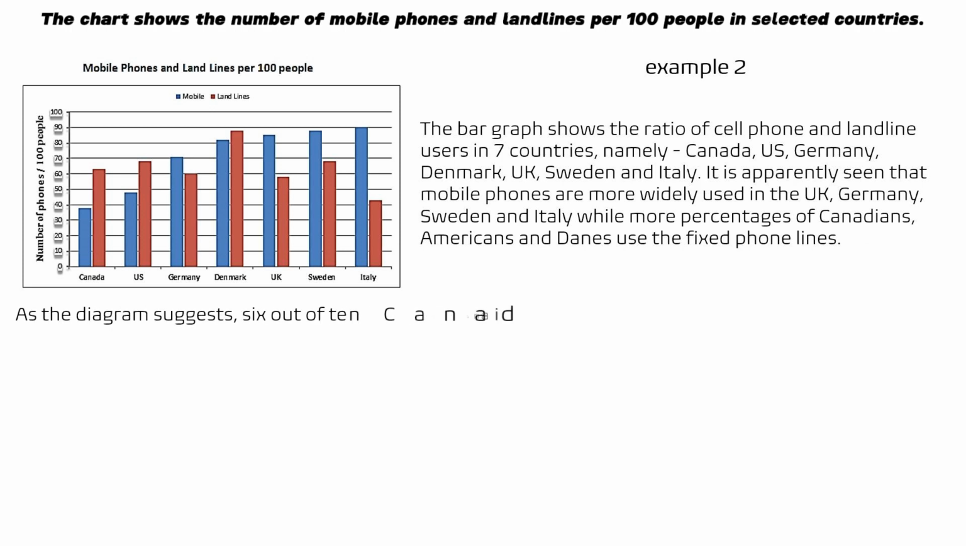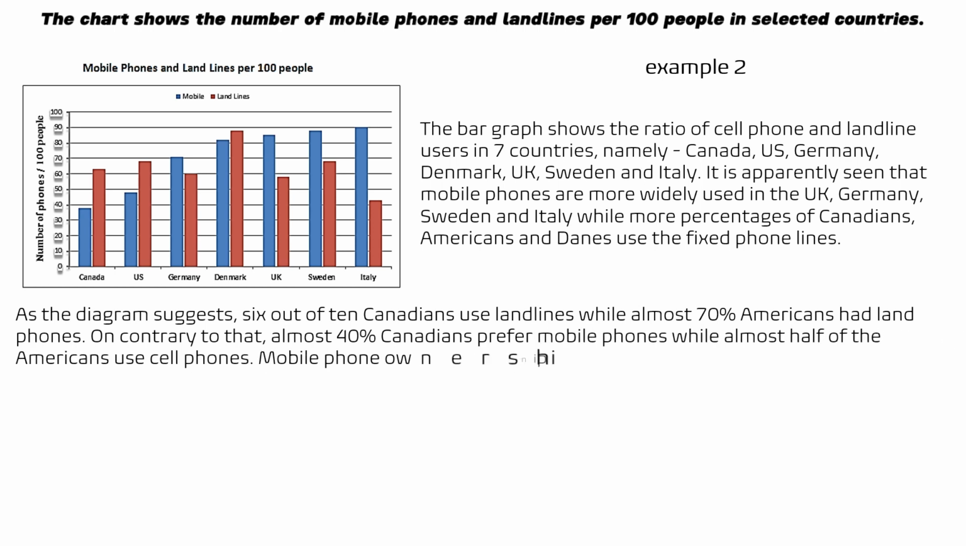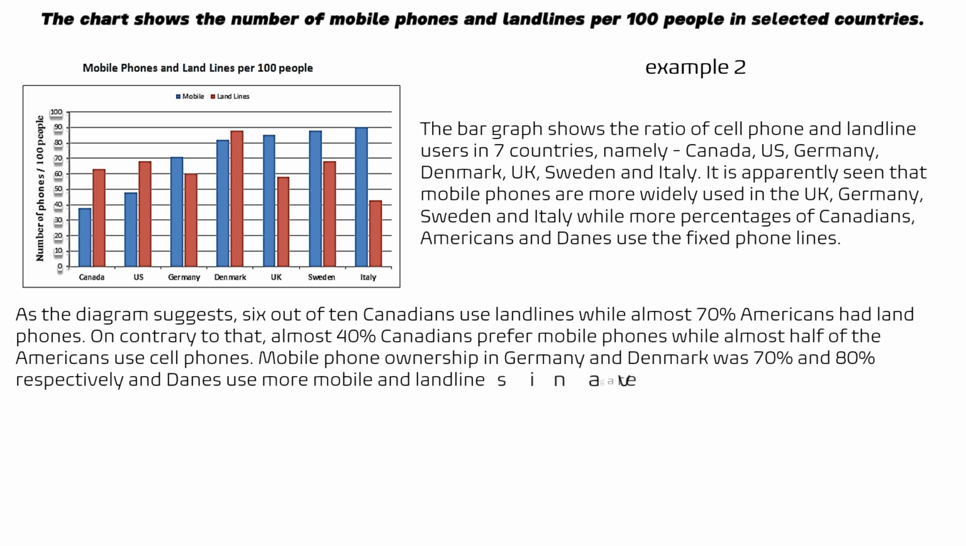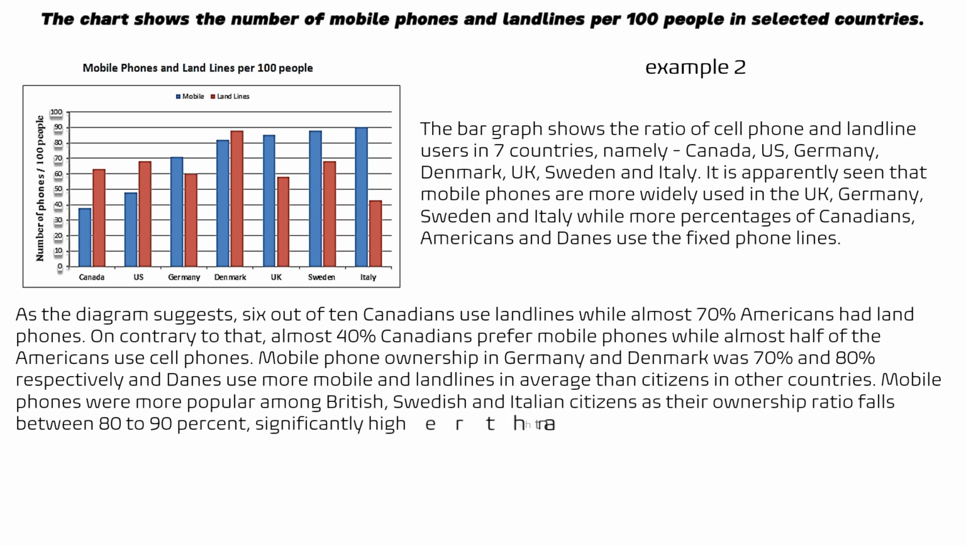As the diagram suggests, 6 out of 10 Canadians use landlines, while almost 70% of Americans had land phones. On the contrary, almost 40% of Canadians prefer mobile phones, while almost half of the Americans use cell phones. Mobile phone ownership in Germany and Denmark was 70% and 80% respectively, and Danes use more mobile and landlines on average than citizens in other countries.